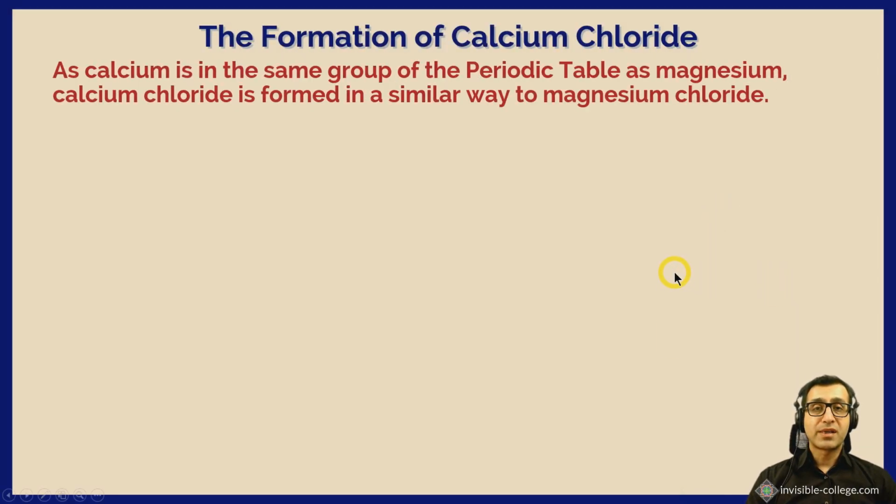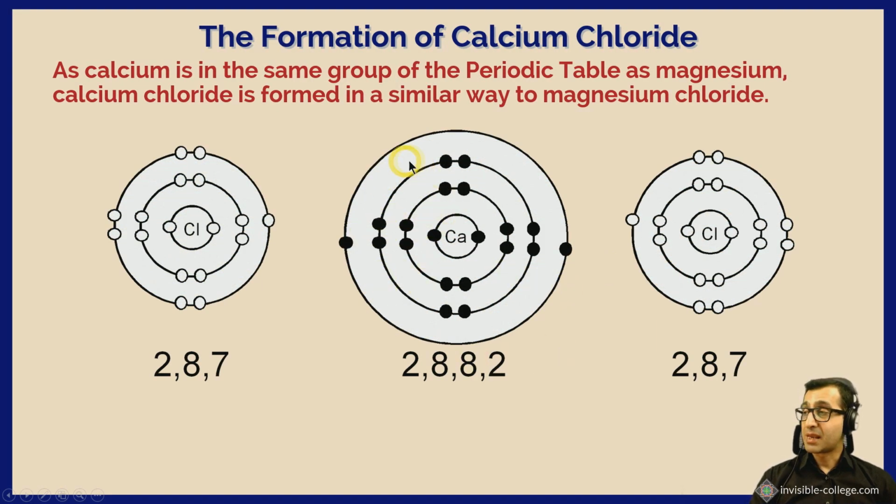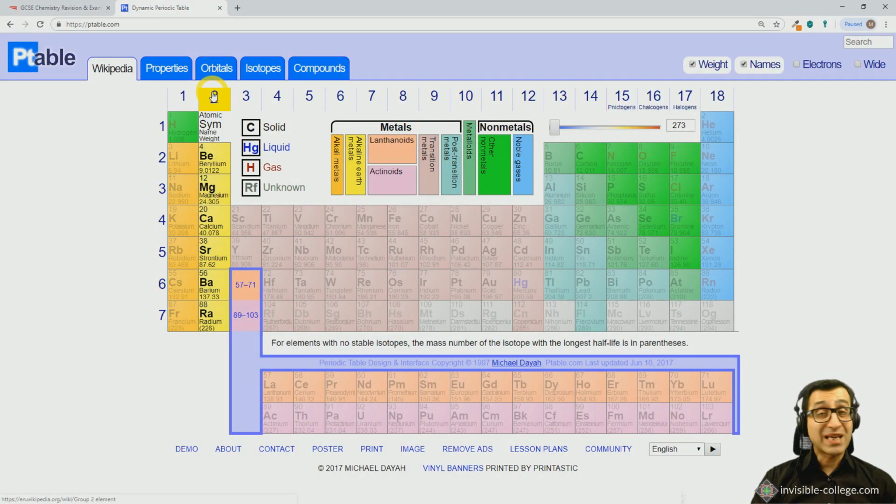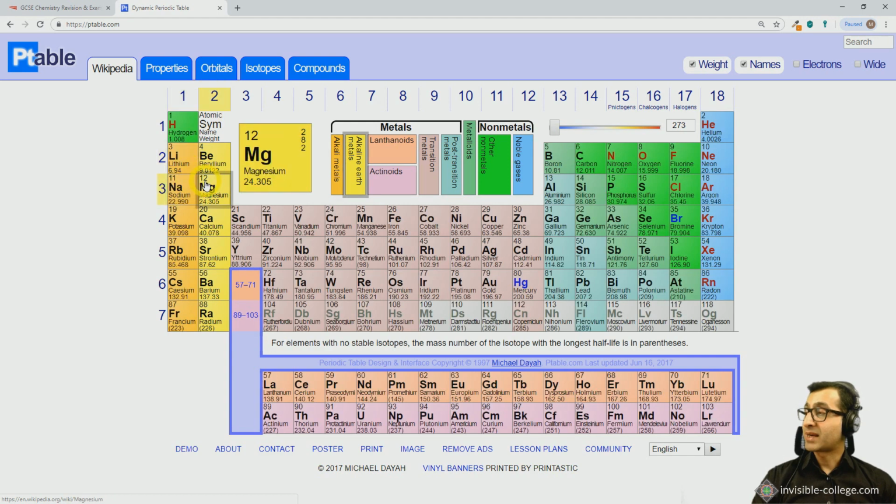So calcium chloride is very, very similar. Calcium is in the same group as magnesium. It has 2 electrons in its outermost shell, the 4th shell in this case. And so it's going to react similarly to magnesium. As we said in the previous webinar on atomic structure and the periodic table, elements in the same group, because they have the same outer shell configuration of electrons, will react in a similar way. They will have a similar chemical reactivity. So magnesium is here, calcium is here, and so they both react in a similar manner.